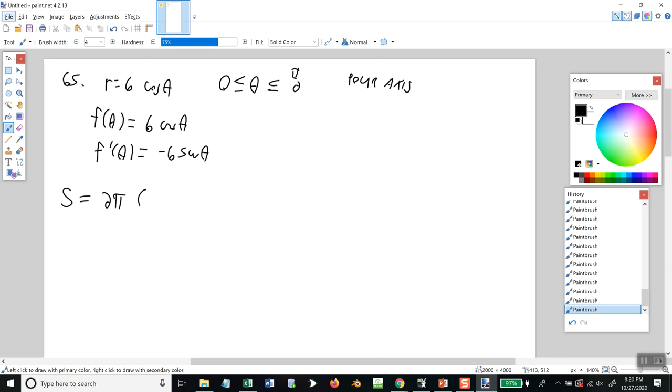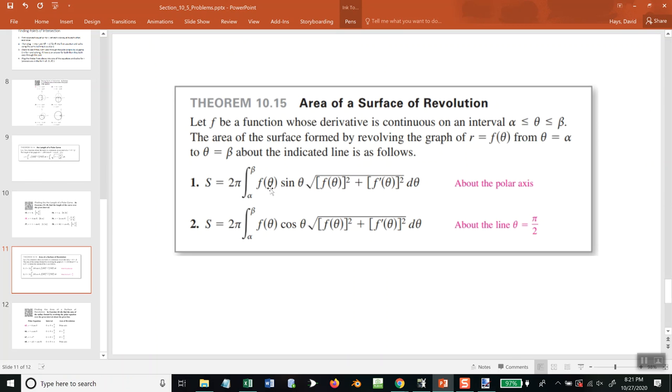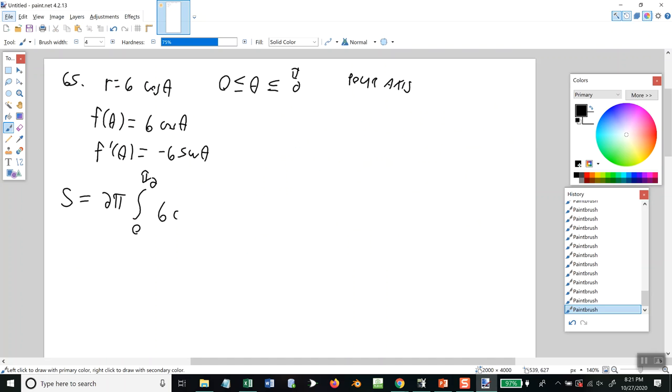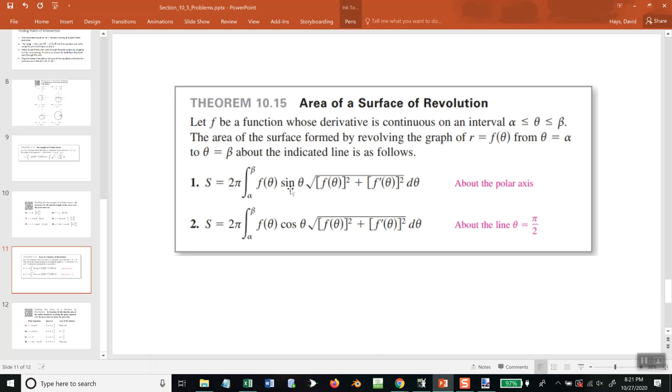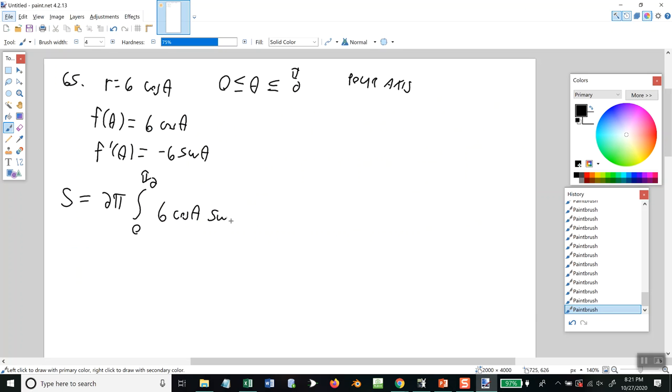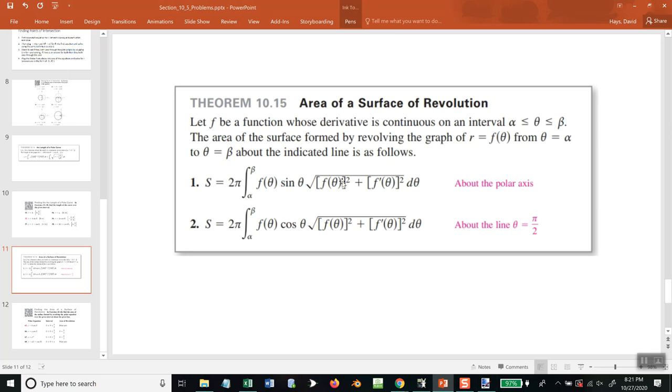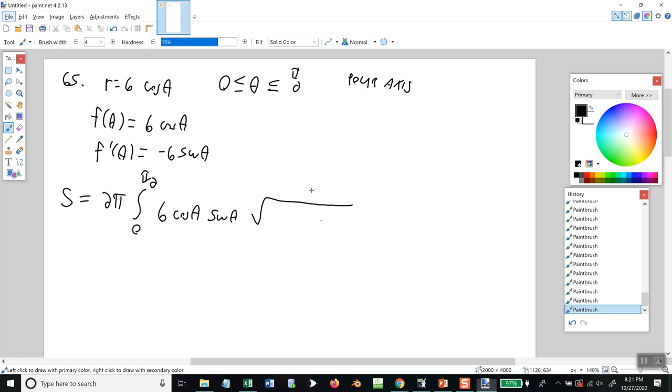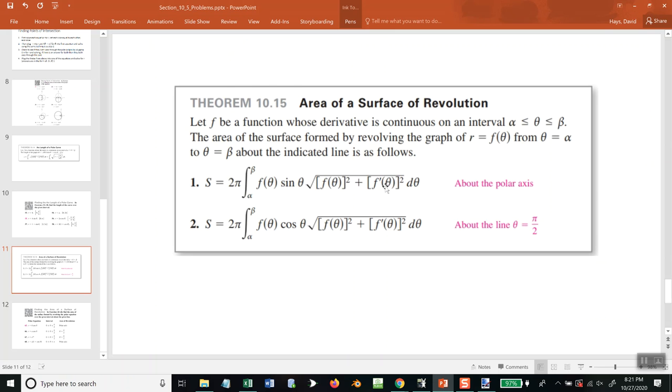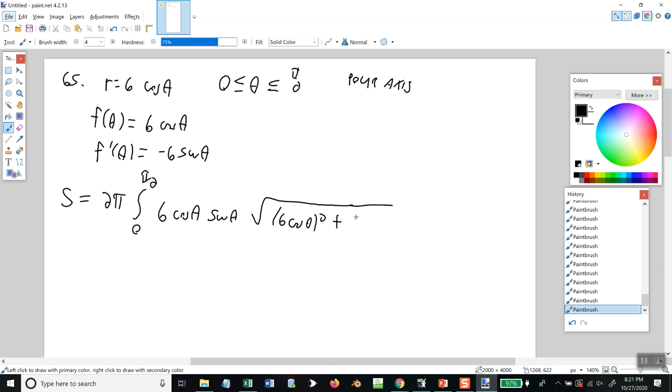S is equal to 2 pi from alpha to beta, so 0 to pi over 2. We have f of theta, which is 6 cosine theta, and then you have a sine theta here. And then we got f of theta squared. So we got 6 cosine theta squared plus f prime of theta squared. F prime is negative 6 sine theta squared d theta.